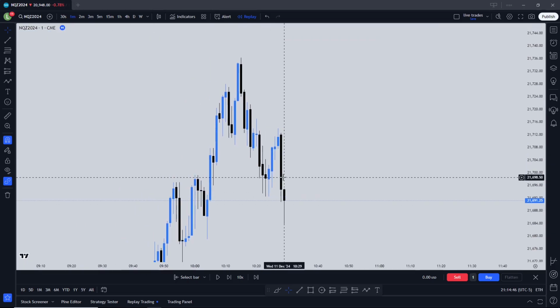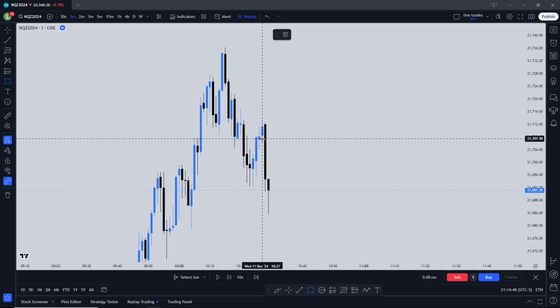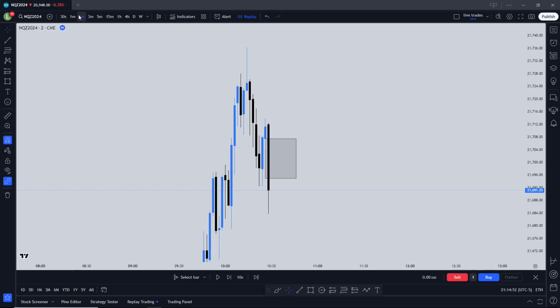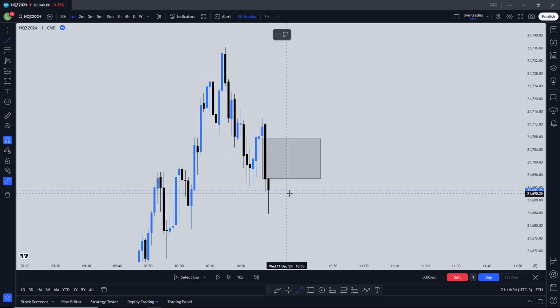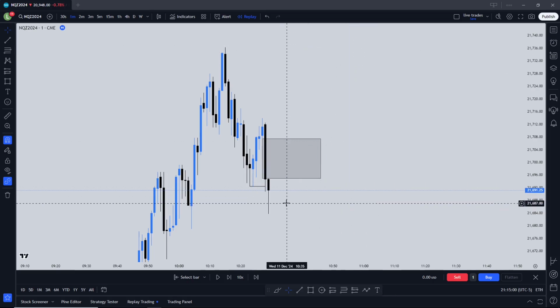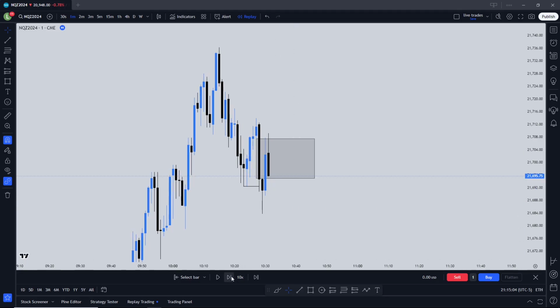All right, now we are on the 1 minute and we have a fair value gap here. There is no 2-minute fair value gap here. So we have a 1 minute, just took out these equal lows here. So we do have a liquidity sweep. We do have a liquidity sweep here. And let's see if we get an inverse. And we do get an inverse here.